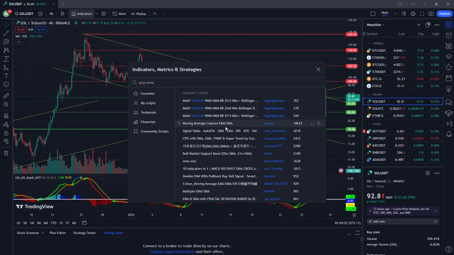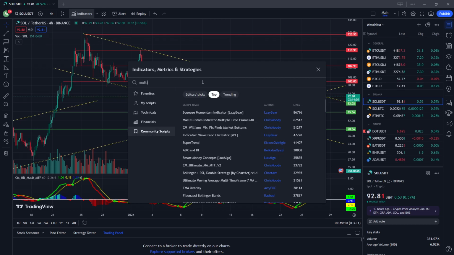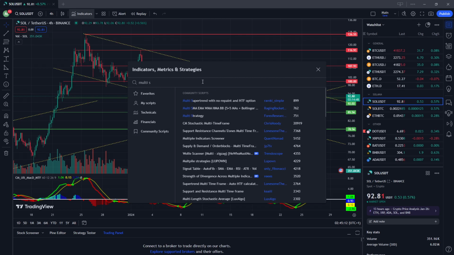Moving average core, EMA, SMA. Yeah, so SMA stands for simple moving average, and EMA stands for exponential moving average. And I want to show them both, but I want to have them both in one indicator because I'm already at the limit, and that's a little bit sad. But this might be, wait, multi SMA. Probably something like that. How long?